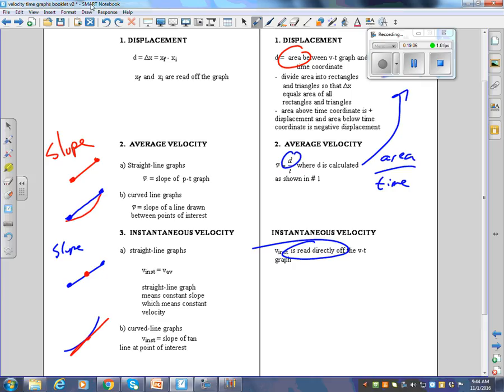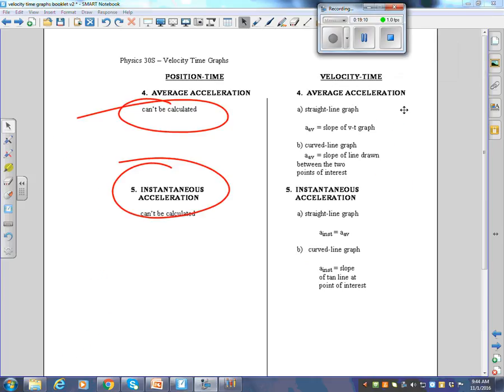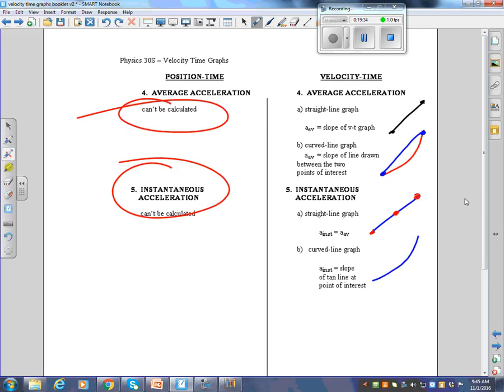If you've got a velocity time graph and you're asked to find average acceleration and it's a straight line graph, find the slope. If it's a curved line graph, find the slope, but joining the endpoints. If you're asked to find instantaneous acceleration and it's a straight line graph, find the slope, because the slope doesn't change. And if it's a curved line graph, you have to draw a tangent.